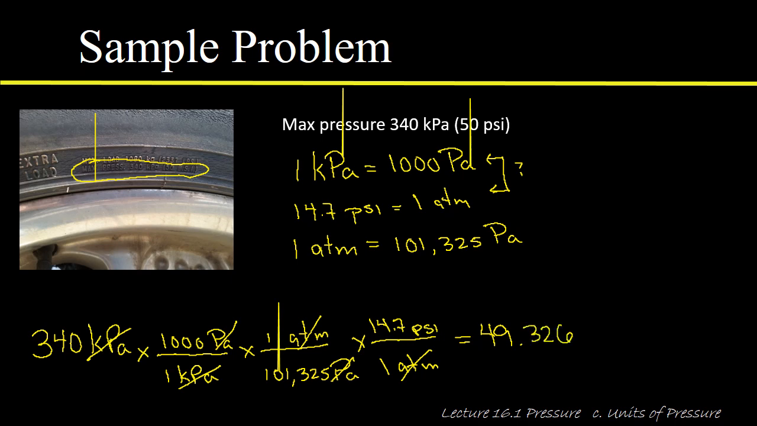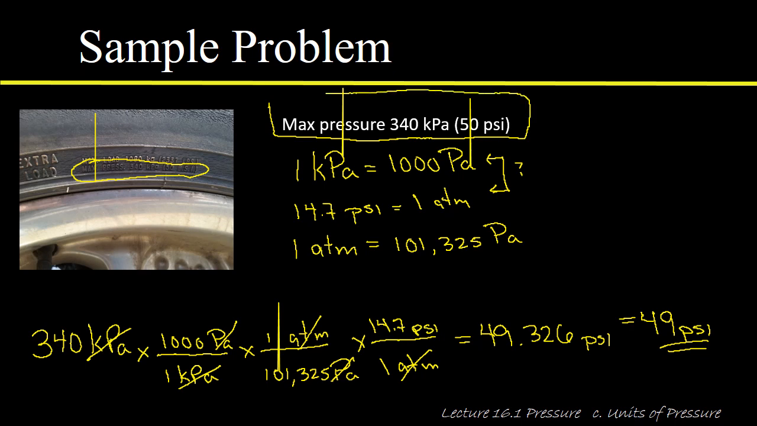Put all that in, we get 49.326 PSI, which, if we round it to two significant figures, is 49 PSI. So 49 PSI is actually a little more correct than 50, but they're essentially the same thing. So the numbers on the tire are essentially correct. And they provided us with a little bit of extra fun. Can't beat that.